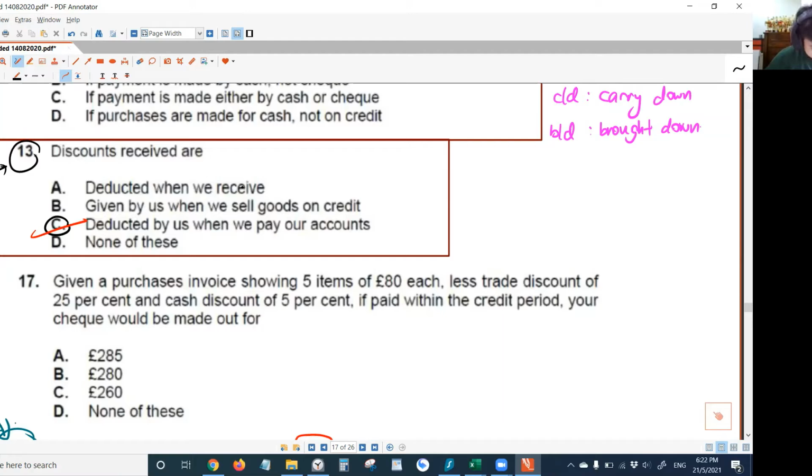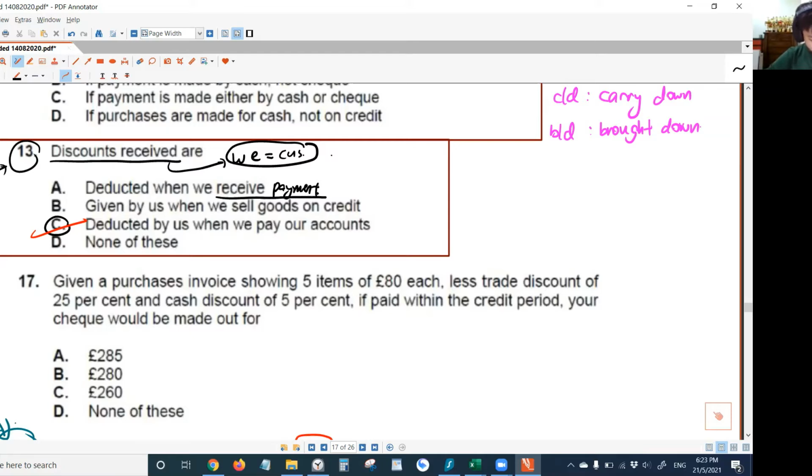A says deducted when we receive. Okay, in fact, there's a lack of word behind. Deducted when we receive payment from customer. That's what they meant. So when you use the term discount received, who are we? Buyer. We are the customer, correct? Okay, so deducted when we receive payment. So A is wrong because they have stated there receive payment.